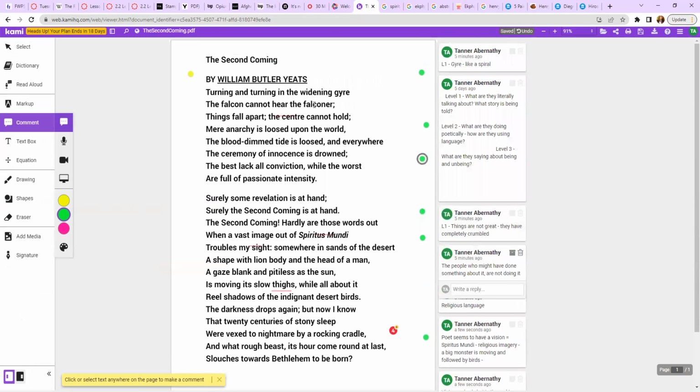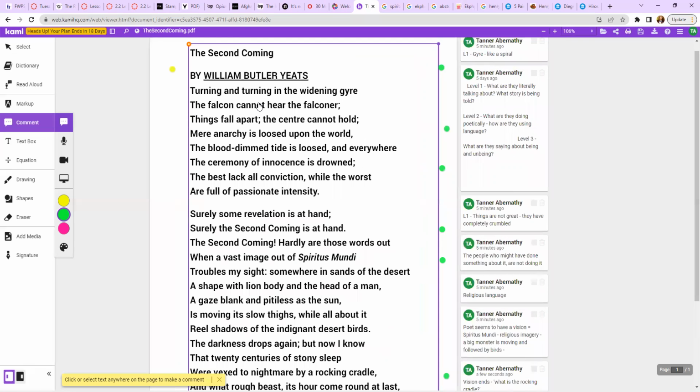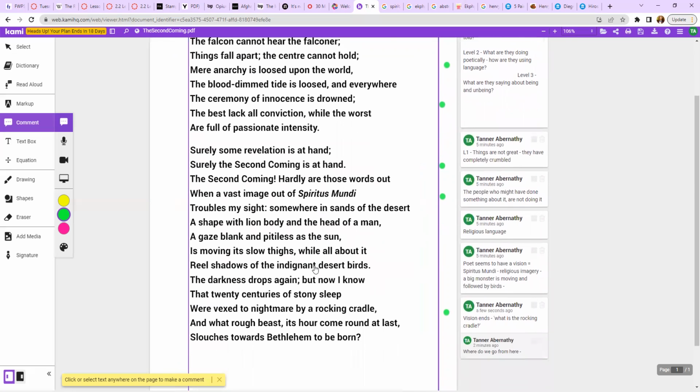So this poem, just at our first reading, is a description of the world, and here we are 100 years after it was written, and it's pretty darn relevant. Or I don't know about you, but I definitely feel pretty relatable to this poem, right? It does seem like, oh man, the blood-dimmed tide is loosed. The best are lacking all conviction. Why aren't things getting better? And we just might have a little different metaphor for this beast.